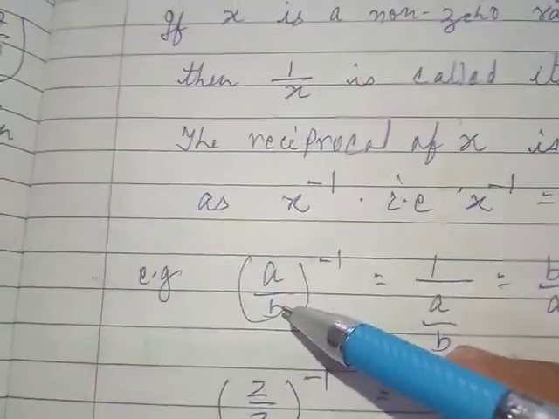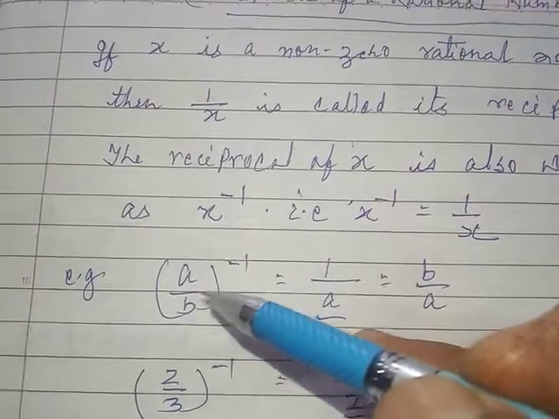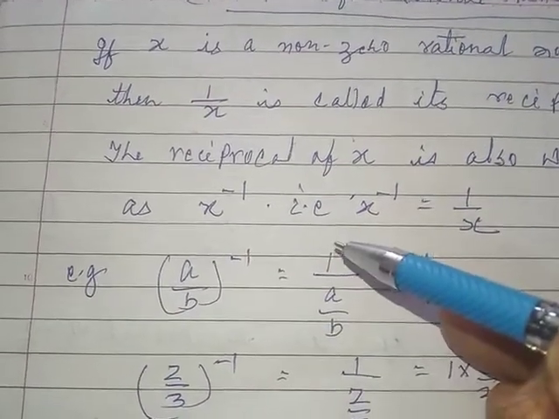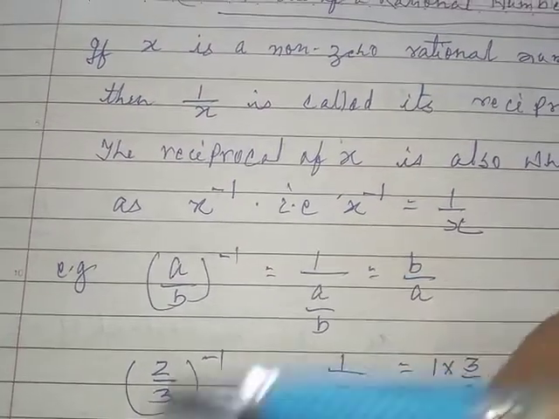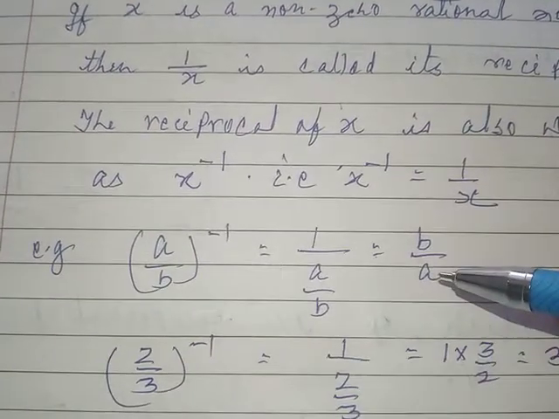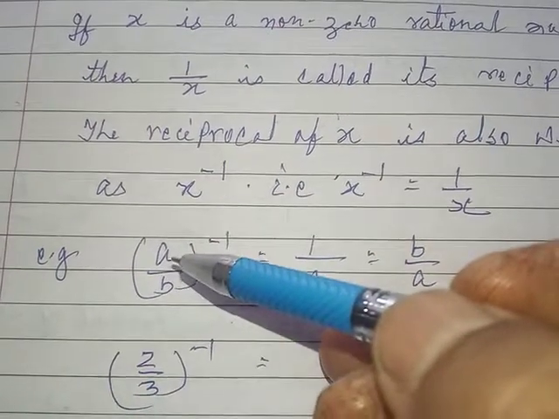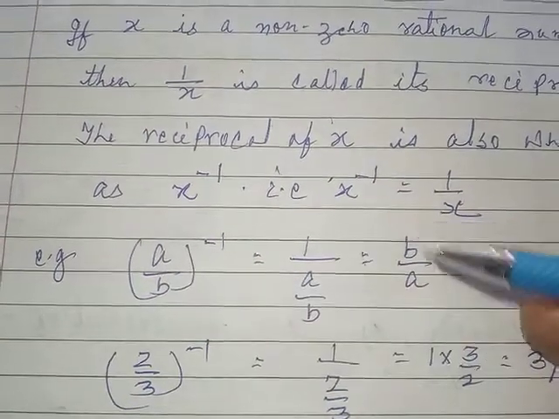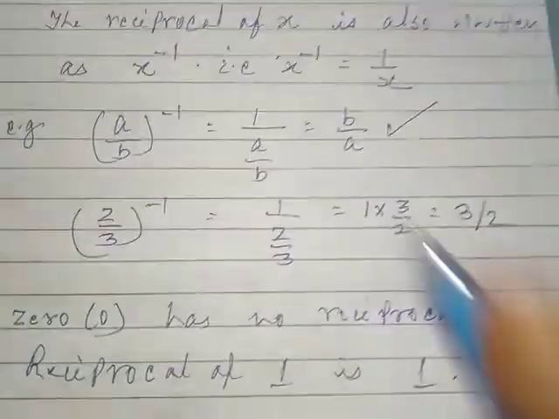Similarly, I have given an example. A by b to the power minus 1, that is the reciprocal of a by b. It will be written 1 upon a by b, and when it is simplified, you will have b by a. So what is the reciprocal of a by b? Reciprocal of a by b is b by a. Clear?